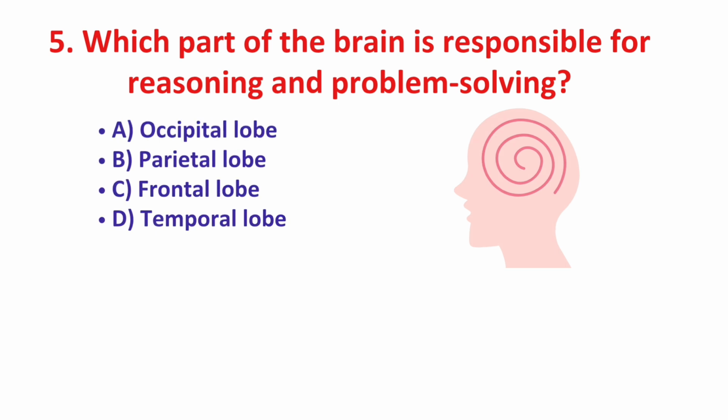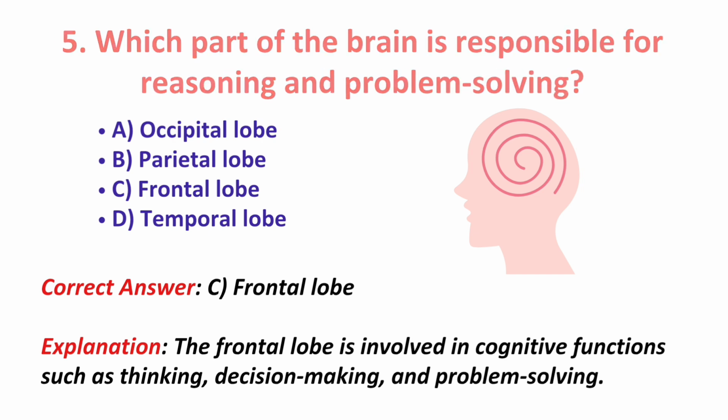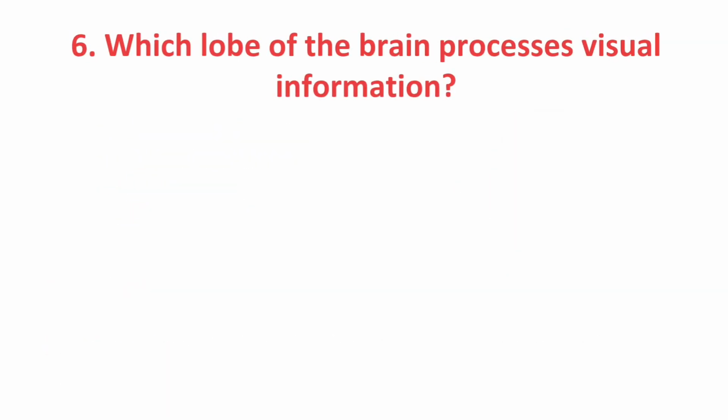Which part of brain is responsible for reasoning and problem solving? Options are occipital lobe, parietal lobe, frontal lobe and temporal lobe. And the correct answer is option C, frontal lobe. Frontal lobe involved in cognitive functions such as thinking, decision making and problem solving. So the correct answer is option C. Frontal lobe helps in problem solving and reasoning.